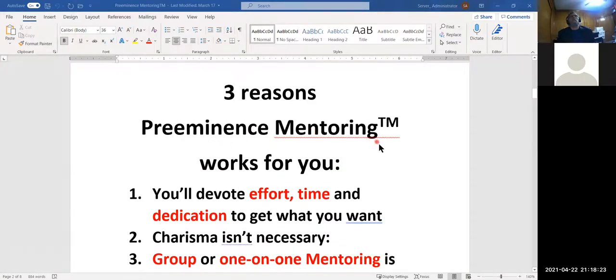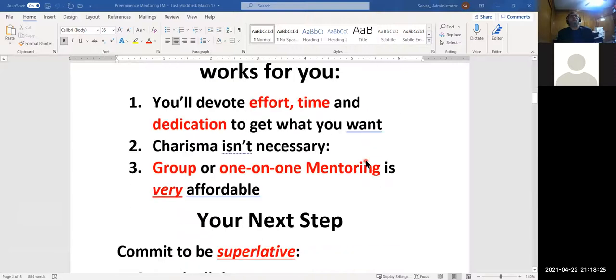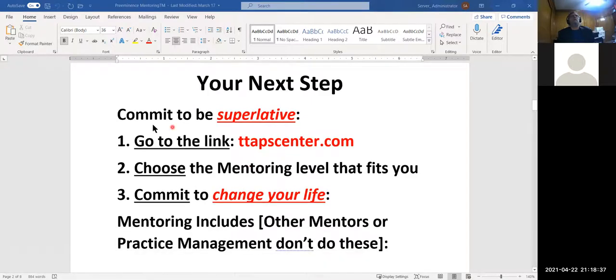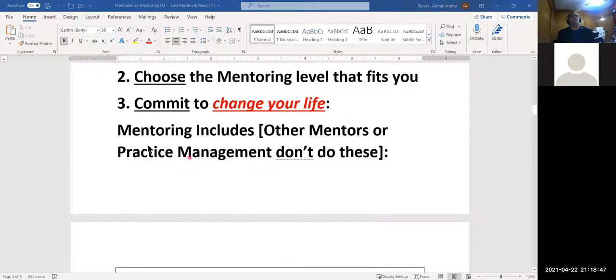Three reasons Preeminence Mentoring works for you. You'll devote the effort, time, and dedication to get what you want. Charisma is not necessary. There's group or one-on-one mentoring, which is very affordable. Your next step is, first, you've got to commit to be superlative. You go to the link, ttapcenter.com, choose the mentoring level that fits you, and commit to change your life.